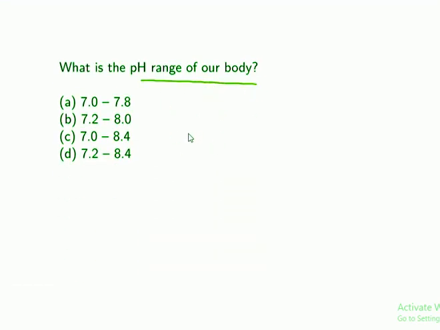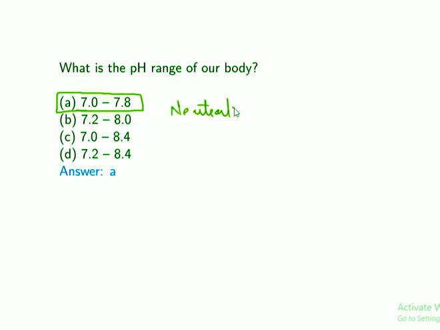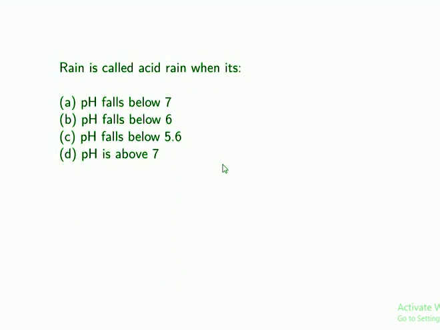Next question, what is the pH range of your body? Your body pH value will be, okay? The answer is 7.0 to 7.8, okay? It is nearly the neutral value. pH value of body is 7.0 to 7.8.